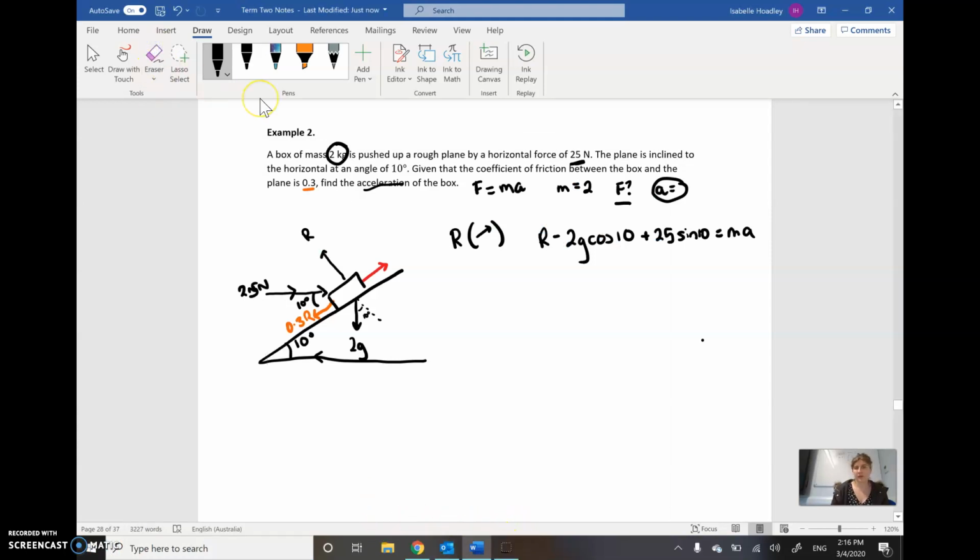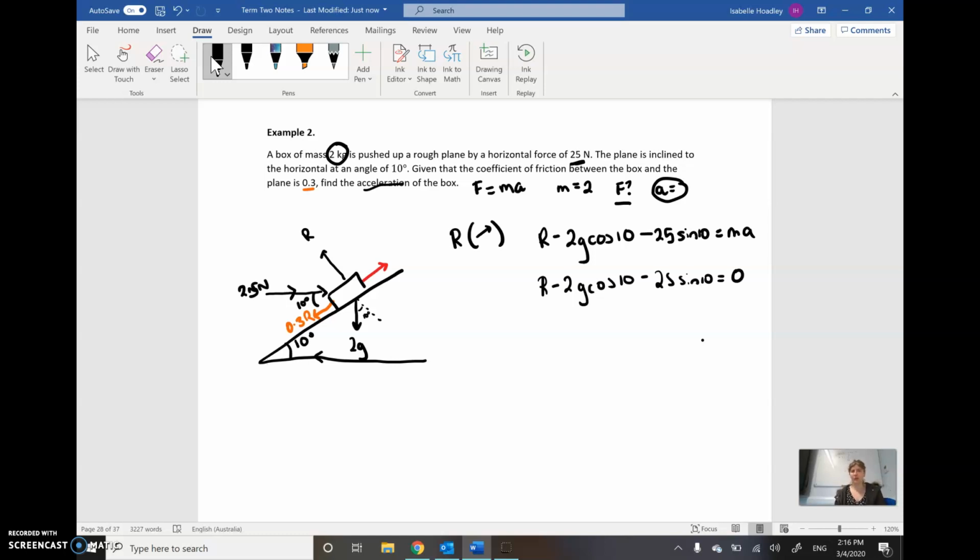Sorry, I just realized that this should be negative here for the 25 sine 10, because this force is acting downwards into the box. Even though it's moving across, it's applying a downward pressure into the plane. So that's actually in the same direction as the 2g, so that should be negative 25 sine 10. Now for this one, because you've got no net movement of the box perpendicular to the plane, mass times acceleration is equal to 0.